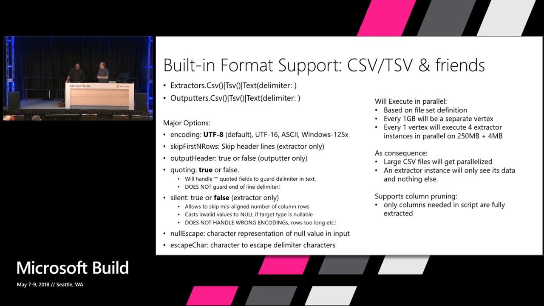Now, I already talked about it will execute in parallel. Basically, if you have a file set, obviously, as you have seen, it will use the file set ability to scale out. Otherwise, for every file that is bigger than a gigabyte, it will take a gigabyte per vertex. So if you have, let's say, extract, we will see 3 gigabytes or so, you will get 3 extract vertices. Every vertex will then execute 4 extractors in parallel inside, so you will get another like 250 megabytes per extractor. And that's what the extractor sees, plus a 4 megabyte overscan, so that we find the end of row if the row is not aligned with that block of data that we are processing.